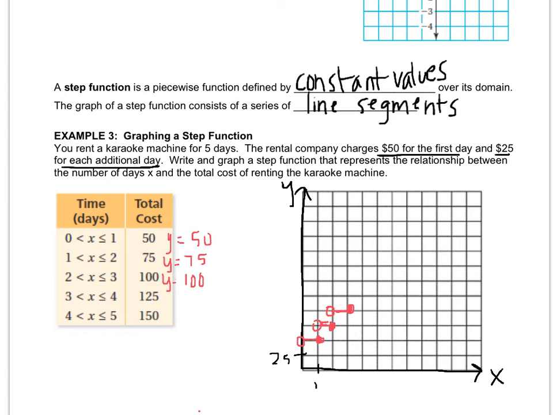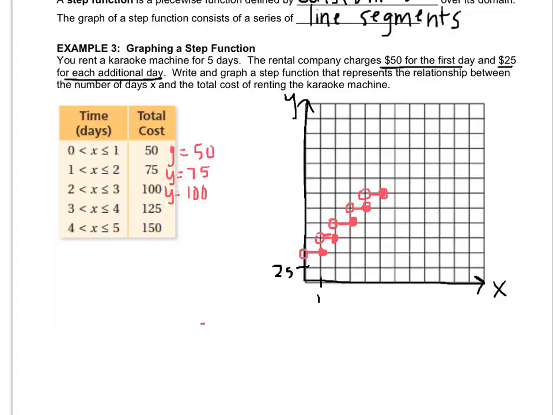So I've got 3 to 4 and 4 to 5. Make sure you have your open circles. Write a graph, a step function that represents the relationship. So it's going to look kind of annoying, but you know, piecewise functions aren't super friendly to write. So here we go, y equals.